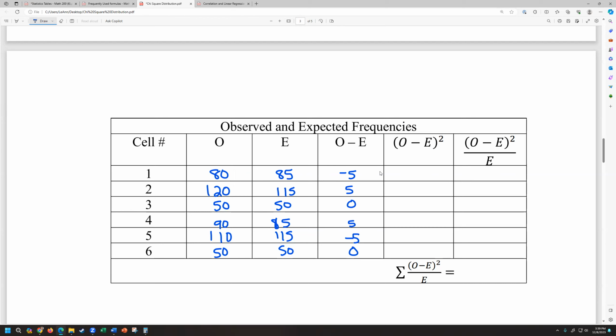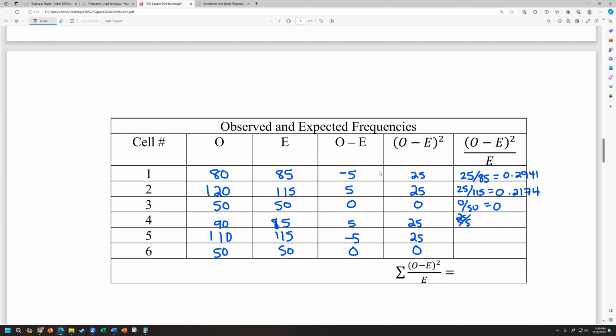Now, if we added all those together, as we talked about in class, they would actually cancel out. So we square them. This would become 25, because when you square a negative, it becomes a positive: 25, 0, 25, 25, and 0. Then you take that difference squared and divide it by the E for that cell. So 25 divided by 85. When I do that on my calculator, I get 0.2941. Then I have 25 divided by 115, which comes out to about 0.2174. 0 divided by 50 is just going to be 0.